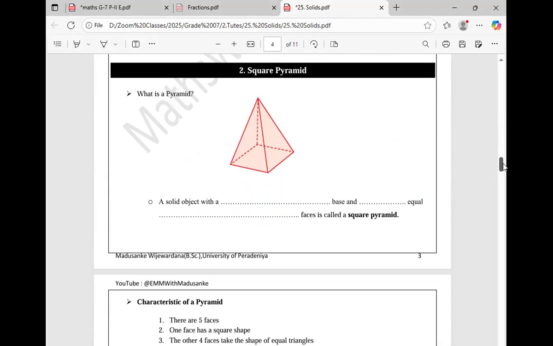Square pyramid. So what is called a square pyramid? Very easy. So you can see it here. Guys, do you have any idea about the pyramid? Where can you see them? Can anyone raise your hands, who have seen a pyramid in real life? Anyone?